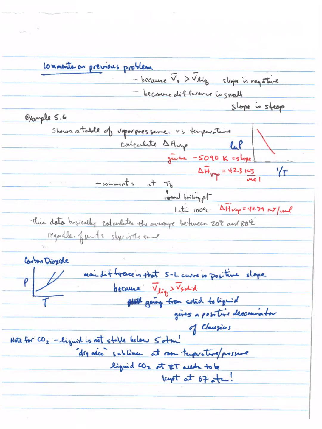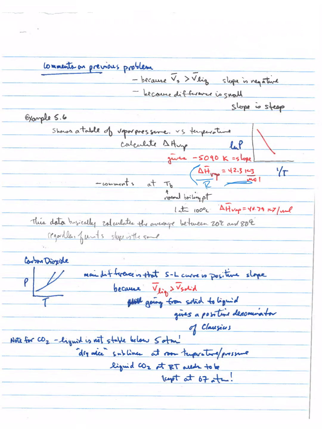Example 5.6 gives you a table of vapor pressures versus temperature. And if you plot the natural log of P versus 1 over T, the slope is equal to minus delta H of vaporization over R. So if you take that and you multiply by R, you can get the delta H of vaporization. And you get 42.3 kilojoules per mole.